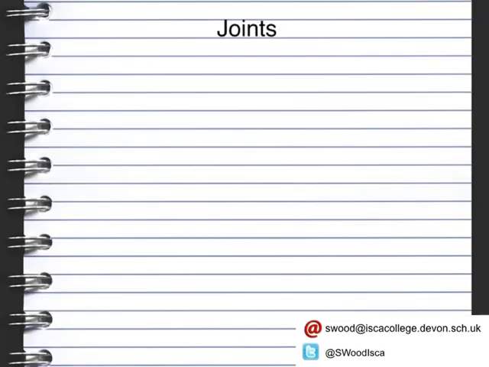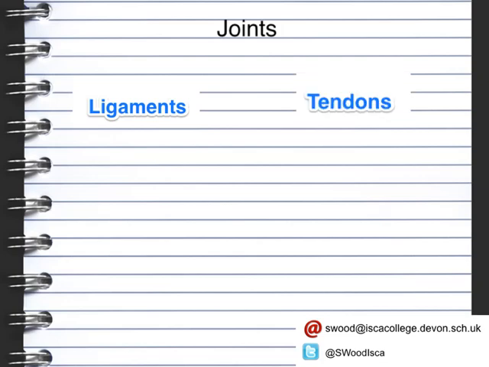A joint is where two bones meet each other. They are connected to each other via a ligament. Now, in order for the bones to move, they are attached to the muscle, and it's a muscle that uses a tendon to attach itself to the bone. Now, there are two types of joint.